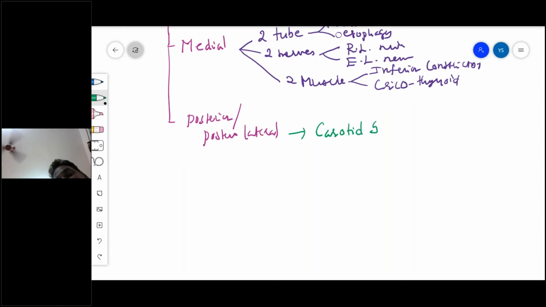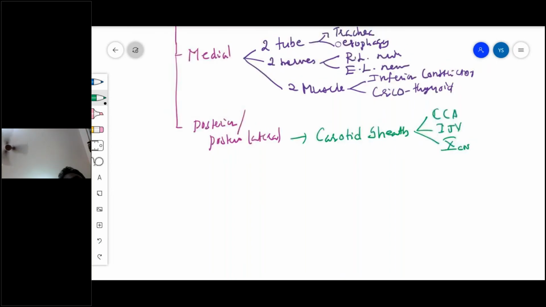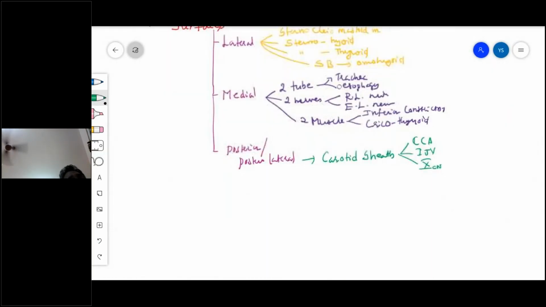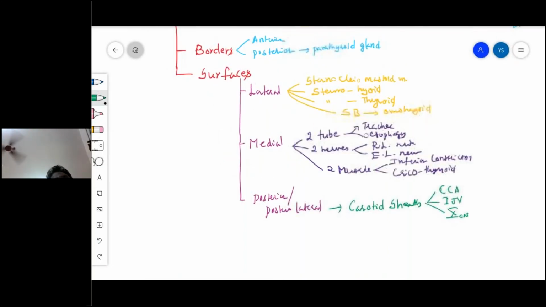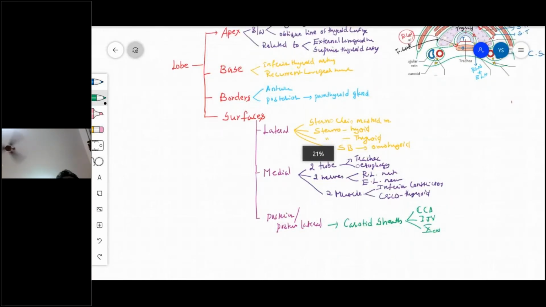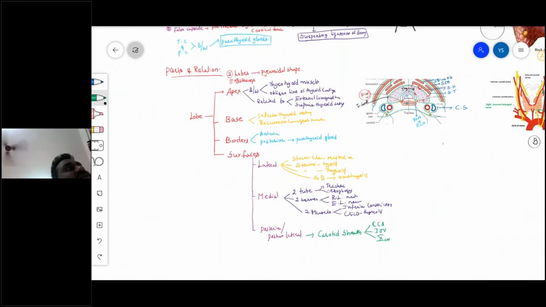the carotid sheath. The carotid sheath contains the common carotid artery, internal jugular vein, and the 10th cranial nerve, the vagus. Is it clear? Okay? So these are the parts and the relations of the lobe of the thyroid gland.